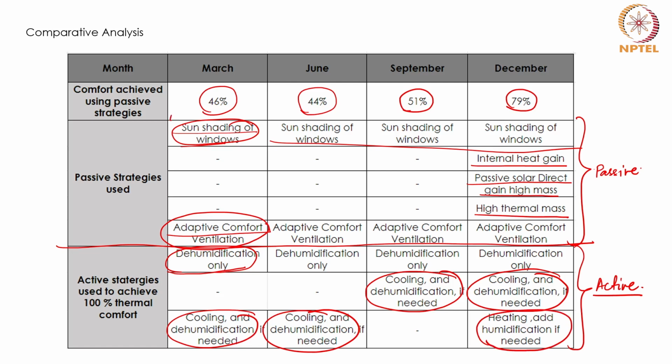So, sun shading of windows, adaptive comfort ventilation, dehumidification, and cooling and dehumidification are the four strategies that can be very useful throughout the year, with some additional strategies for certain months alone, in order to have 100% comfortable hours throughout the year for Bengaluru. Now we will study the other aspects.